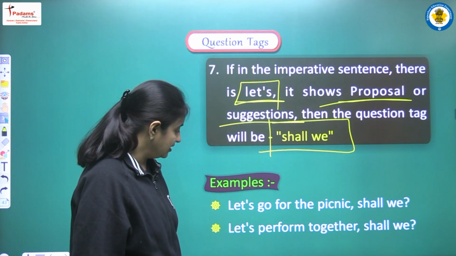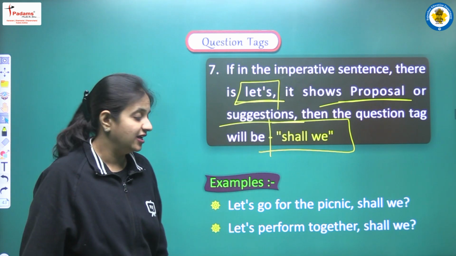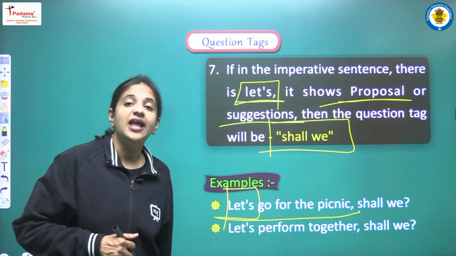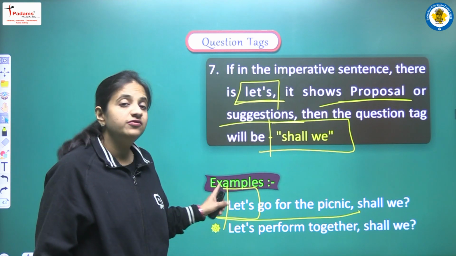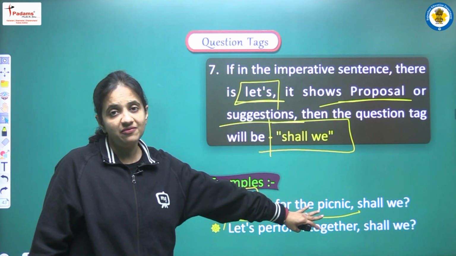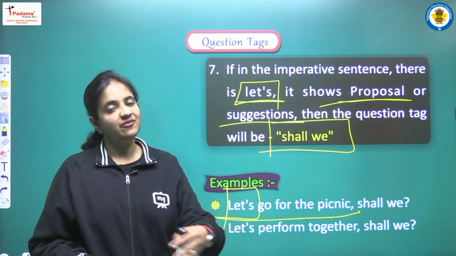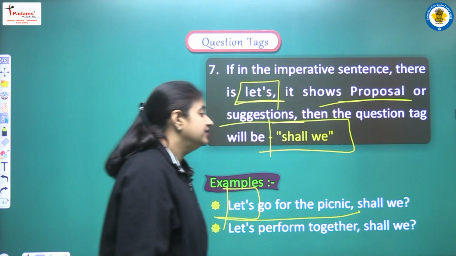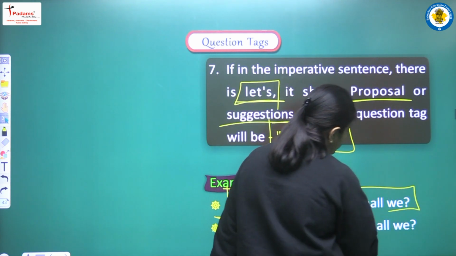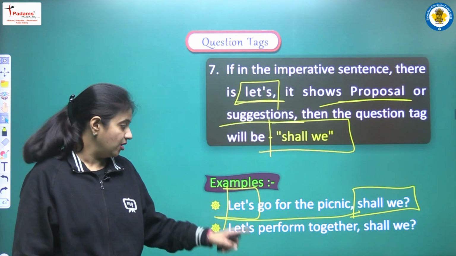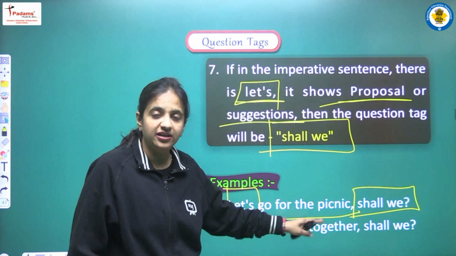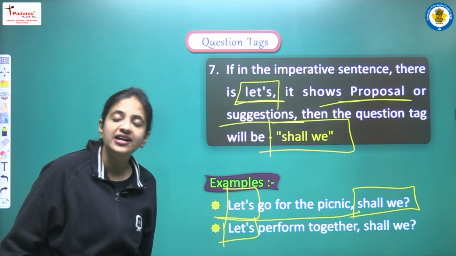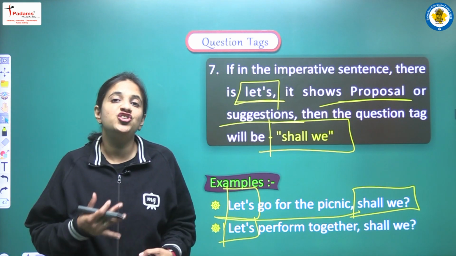First example we are having here: let's go for the picnic. So this is the imperative sentence that is written here, and we are having let's in the beginning of the sentence. Because of this let's, we are having a kind of proposal, a kind of suggestion in the sentence. So according to the rule, what will be the question tag? The question tag will be shall we. So the sentence is: let's go for the picnic, shall we. Just learn this thing: if we are having let's, then the question tag will be shall we.